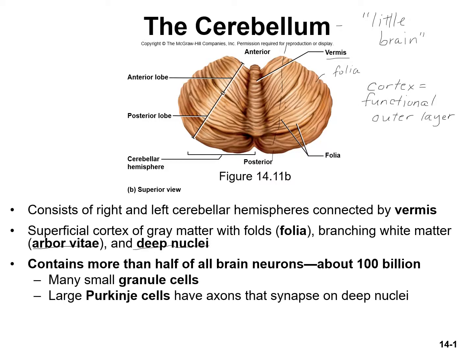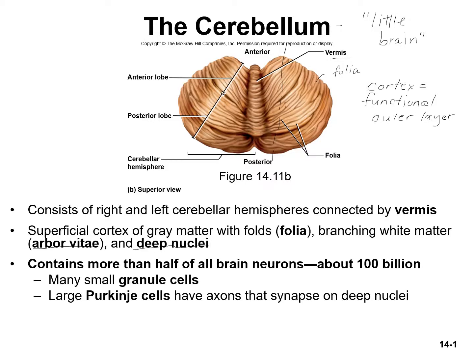So the cerebellum is a fairly small part of the brain. It's only about 10% of the brain volume, but it contains more than half of all brain neurons, so about 100 billion individual neurons. Most of these neurons are known as granule cells. That's the most common type of neuron in the brain as a whole.